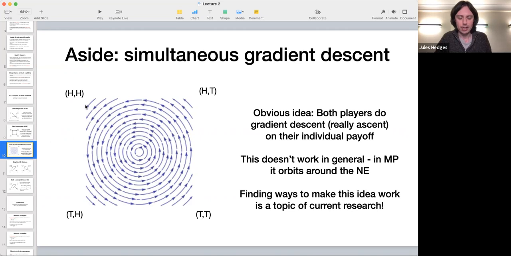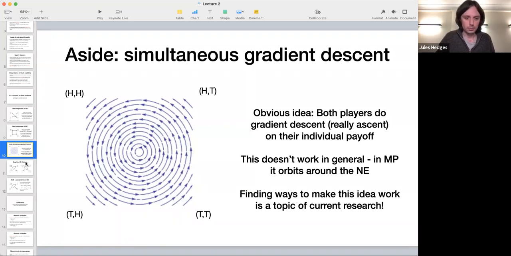If you think of the mixed strategy profiles for matching pennies as forming a square like this, and if both players do simultaneous gradient descent, let's say each player simultaneously deviates in the direction of their negative gradient, you end up getting cycles like this. And the unique Nash equilibrium is here at the center of this circle, which is the unique point that's fixed by this rotation. So that's the point that has converged. But if you pick a random starting point and then you follow the gradient descent curve, you will just cycle, you will not converge to here, unfortunately. So finding ways to make this kind of idea actually work in practice is a current research topic.